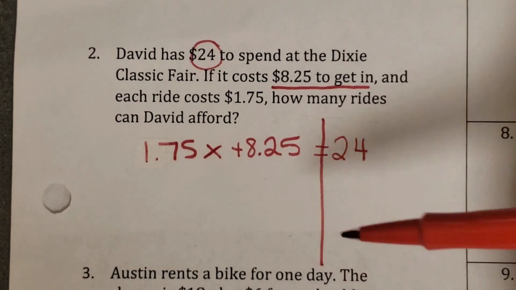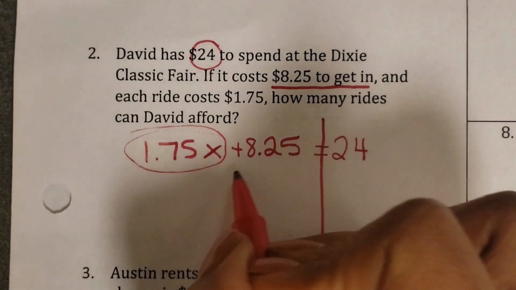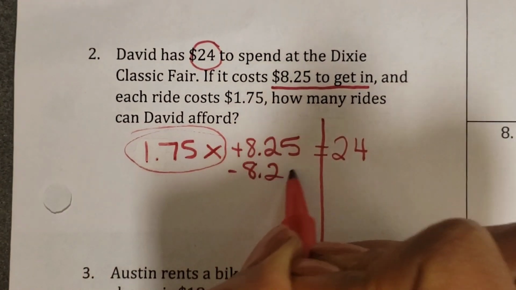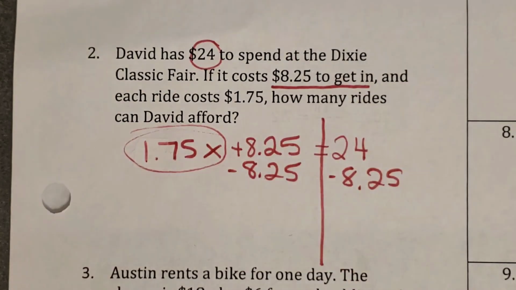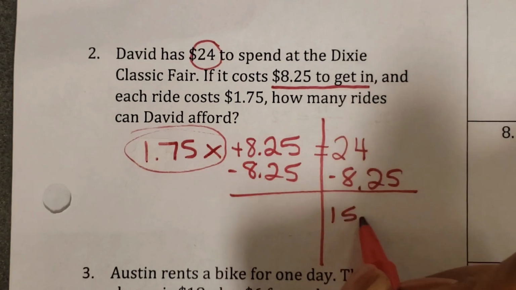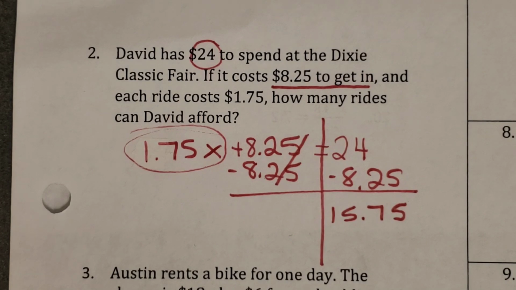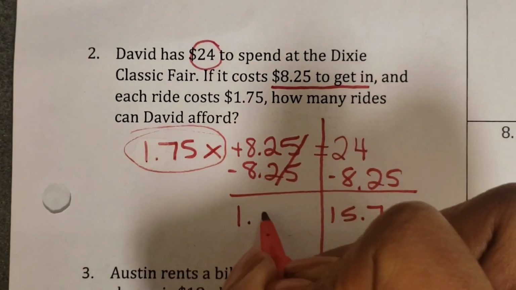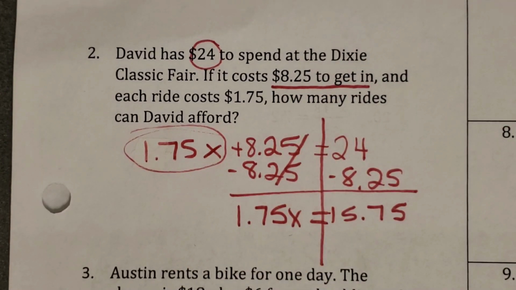So we're going to put our line down the middle, we're going to circle our number and our variable, and we're going to subtract $8.25 from each side. So when you do 24 minus $8.25, you're going to be left with $15.75. These $8.25 cancel out, and I'm going to bring down my $1.75 X and set that equal to the $15.75.